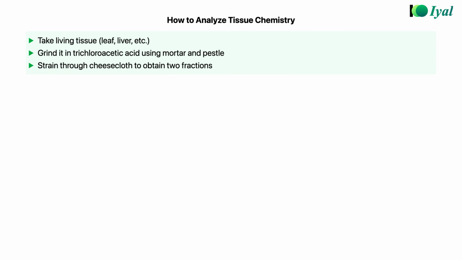So how do we actually analyze what's in living tissue? Here's the technique. You take any living tissue, could be a vegetable, could be a piece of liver, and you grind it with trichloroacetic acid in a mortar and pestle. You get a thick slurry, then you strain that through cheesecloth or cotton. And now here's the key part. You end up with two distinct fractions.